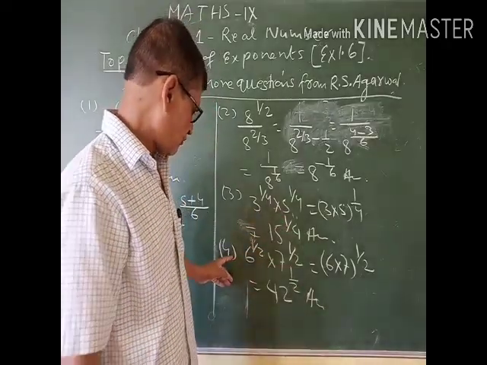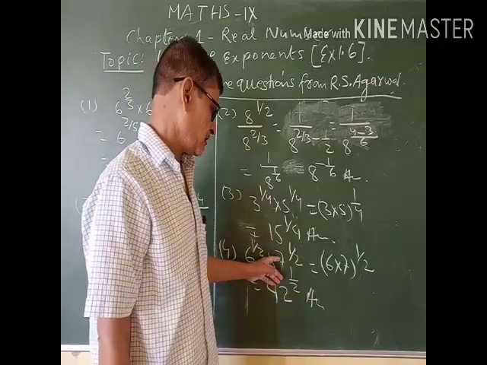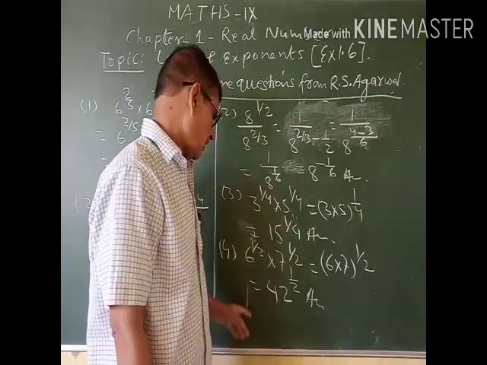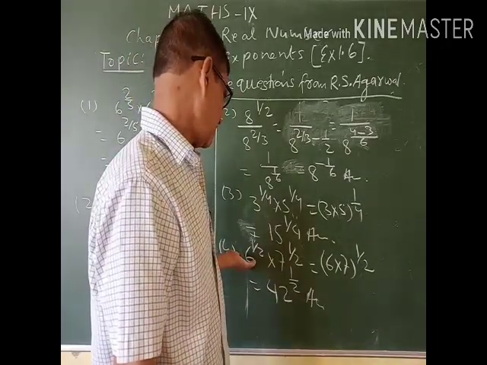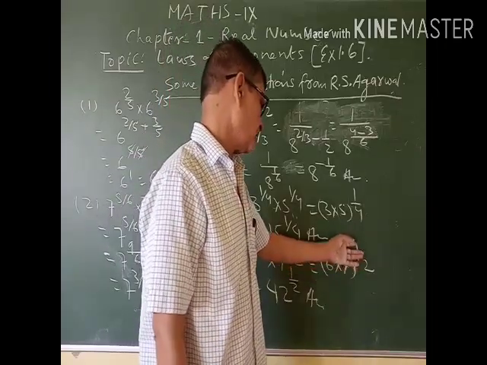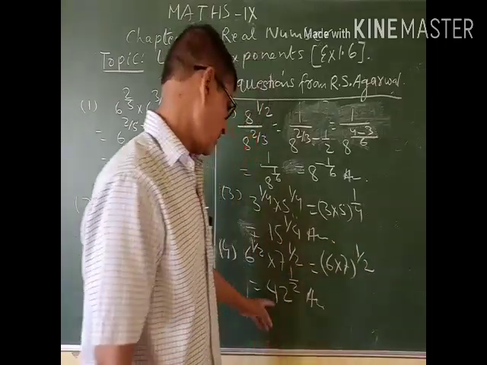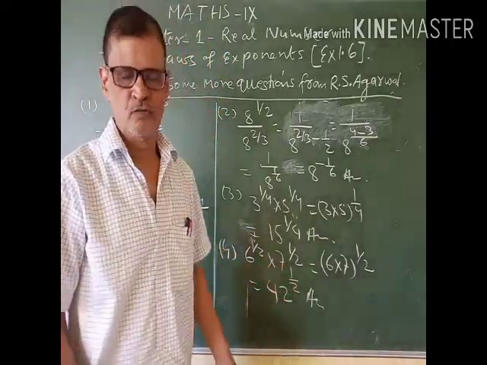Now come to the question number 4. 6 to the power 1 by 2 into 7 to the power 1 by 2. Here also the bases are different, therefore you can write here 6 into 7 to the power 1 by 2, and this will become 42 to the power 1 by 2.